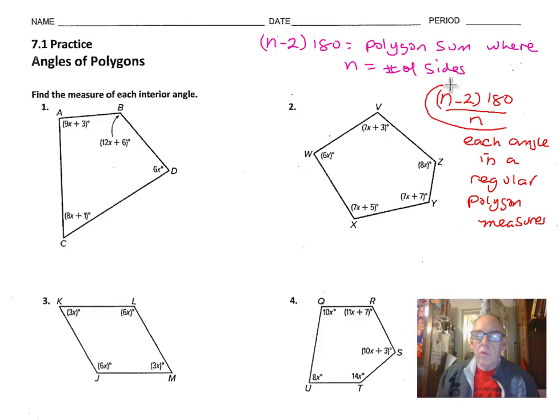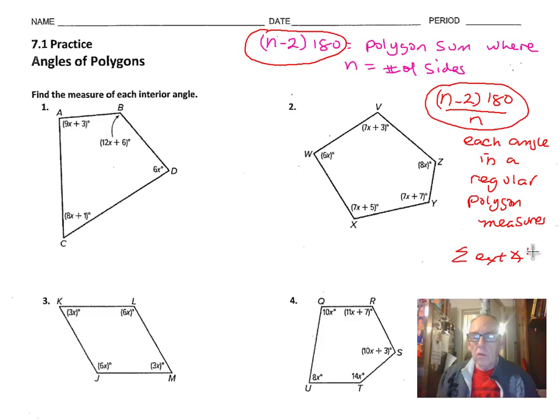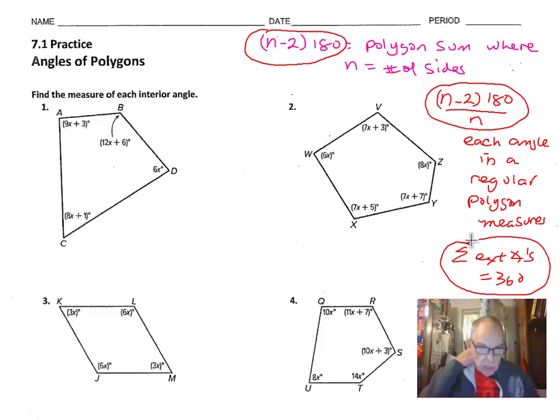So here's the formula we most likely will use. And the other formula is the sum of exterior angles equals 360, one at each vertex. So we may have a chance to talk about those. So let's see what we got.